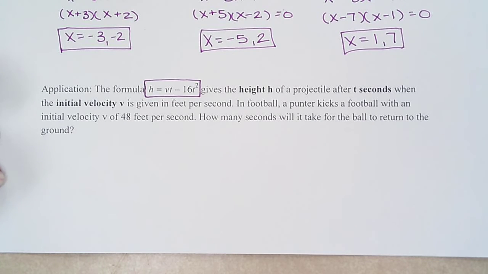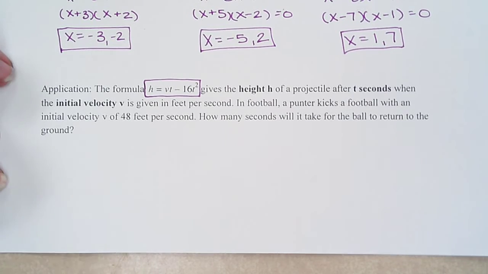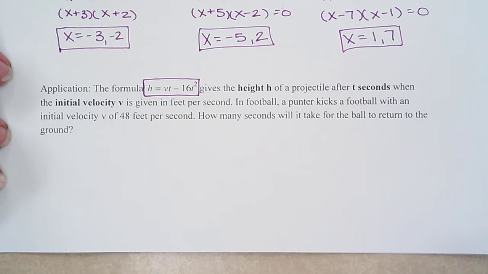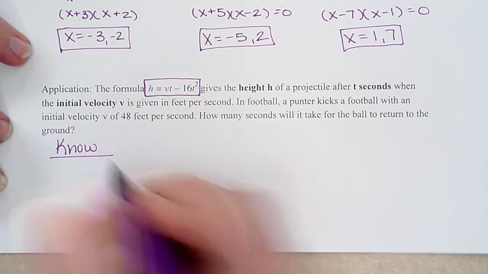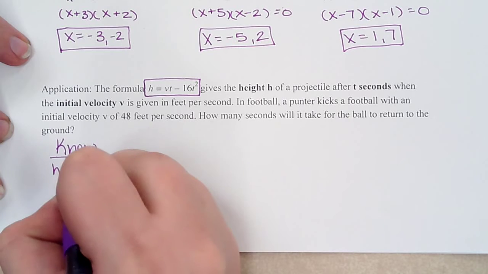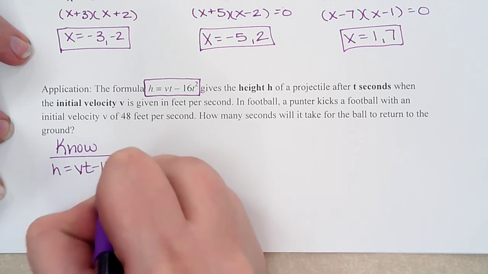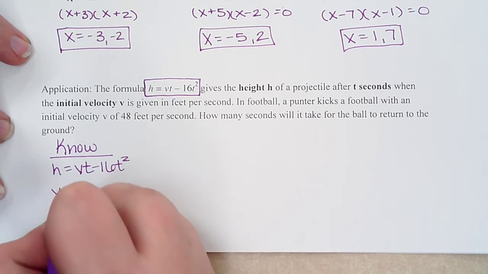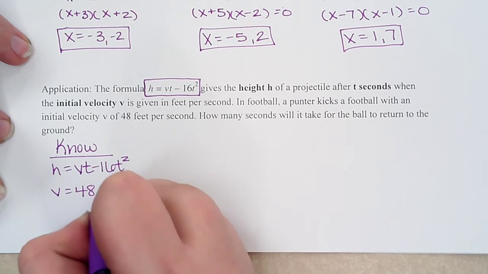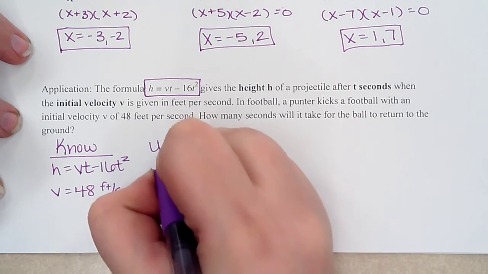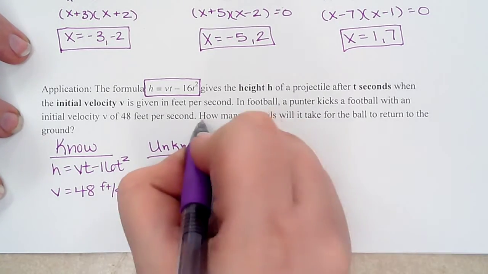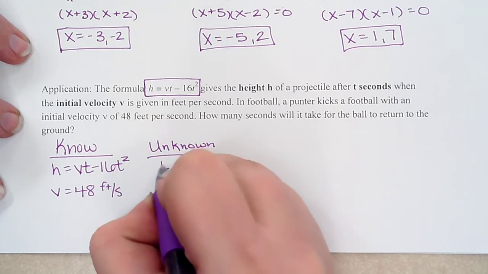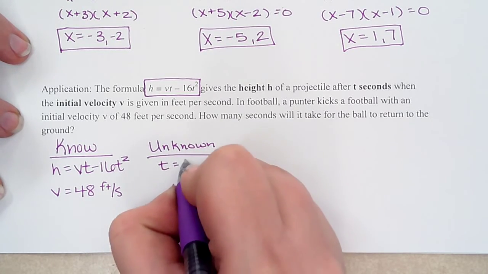So if we take this in a specific example, in football, a punter kicks a football with an initial velocity v of 48 feet per second. I like to do word problems like this. I like to write on one side what I know. I know my formula, and I know that my initial velocity is 48 feet per second. My unknown, or my want to know, is how many seconds it will take for the ball to return to the ground. So t equals question mark.